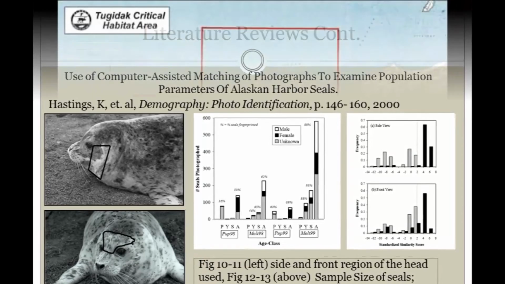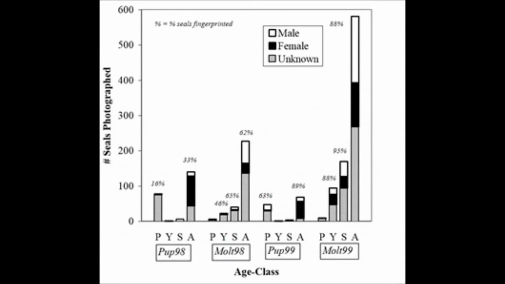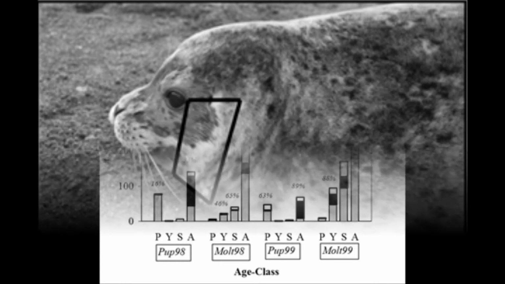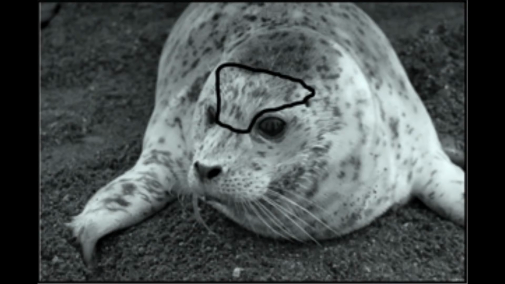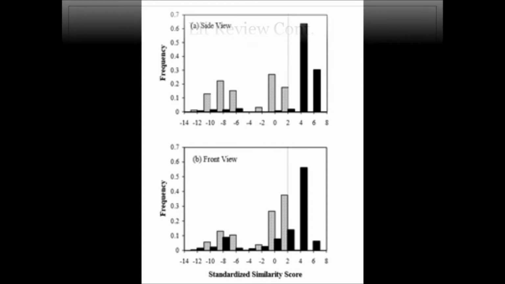of Alaskan harbor seals. She used the Conrays program as the photo identification software for matching photographs to examine harbor seals. She took photos of seals in Tugidak, Alaska from 1998 to 1999 and categorized photos into pups, yearlings, subadults, and adults. She then used the Conrays software to determine fingerprint regions of the side of the head and the front of the head. She found that the matching software performed well when used with the side view, but poorly when used with the front view, with a 6.4% error rate for the side and 34% error rate for the front. Her data can be used for estimations of population parameters.